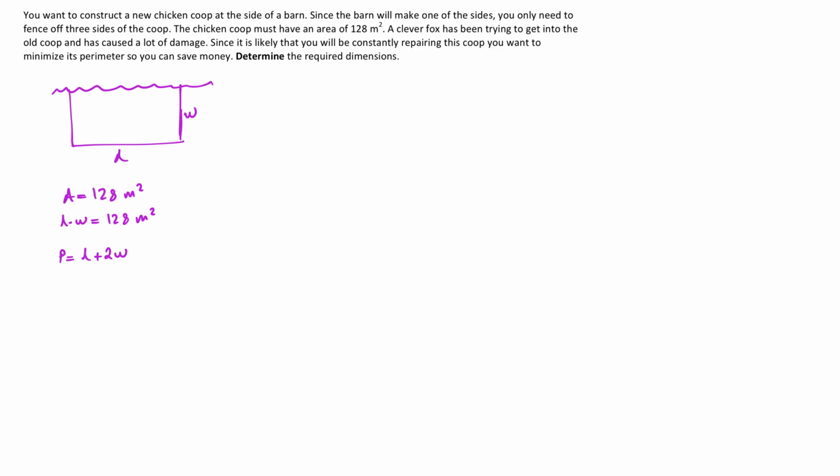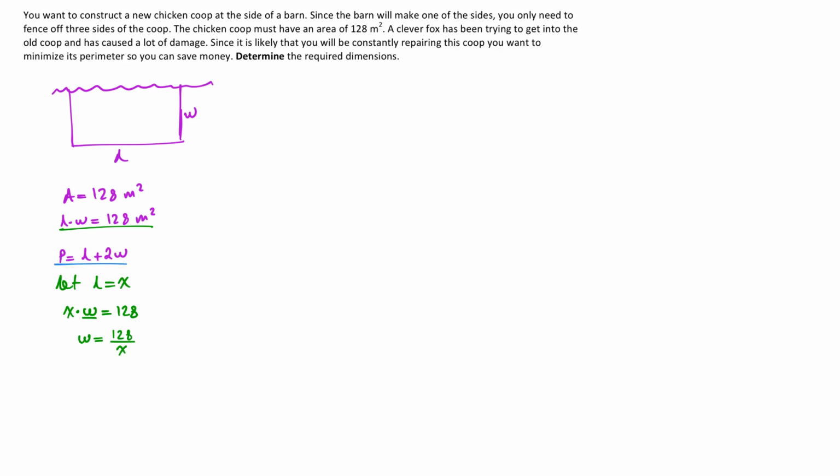I'm going to use a green color and I am going to let, it doesn't really matter which one, the length equal x. And if length is equal to x, our first equation over here becomes x times w is equal to 128. And if I want to isolate for w, w will equal 128 over x.